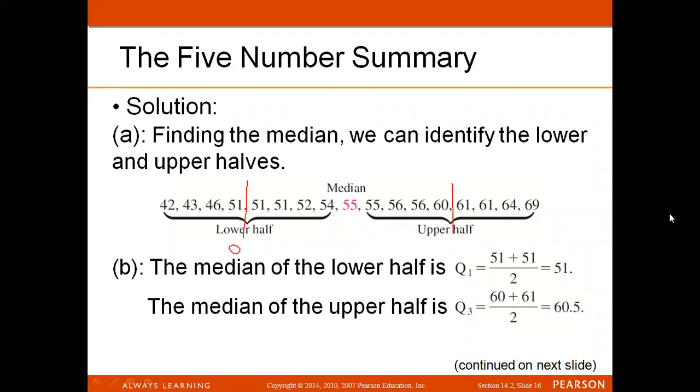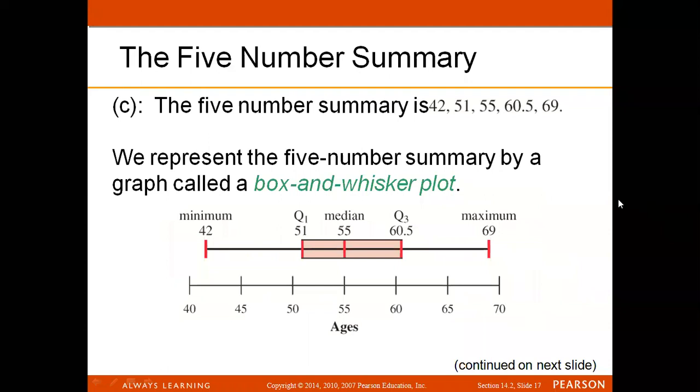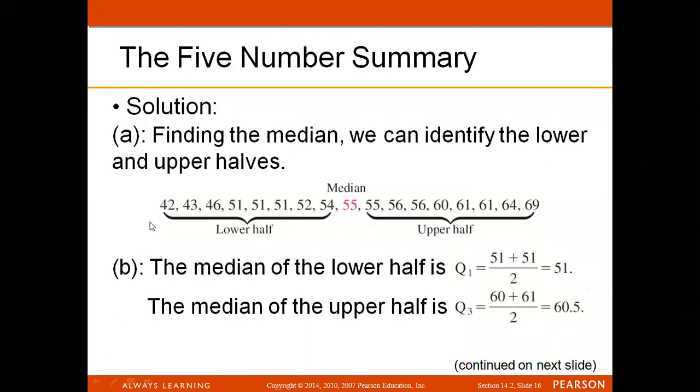So Q1 is the halfway point in the lower half, and Q3 is the halfway point in the upper half. So Q3 is 60.5, averaging the 60 plus the 61 divided by 2. And the Q1, the halfway point of the lower half, is 51 plus 51 divided by 2, which is also 51. The 5-number summary then is to pluck off the low number, pluck off the high number. So a 42 for our low, a 69 for our high, a median at 55, a Q1 of 51, and a Q3 of 60.5. Those 5 numbers form our 5-number summary.